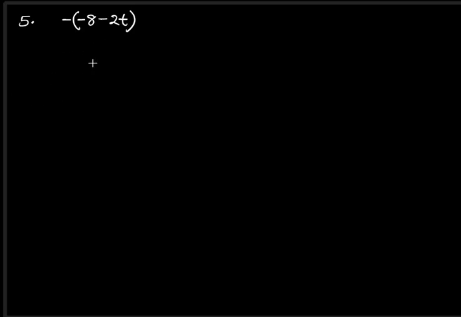Okay, so let's see what we have here. Solution. Example 5. Minus bracket minus 8 minus 2t. Now this is equals to what? What is multiplying this bracket? What's multiplying this bracket is minus. It's just like saying minus 1, but it's minus. Minus is multiplying the bracket. So we take it from there.